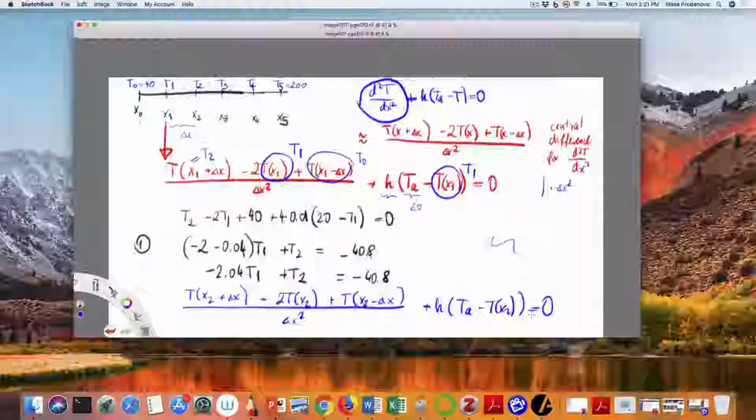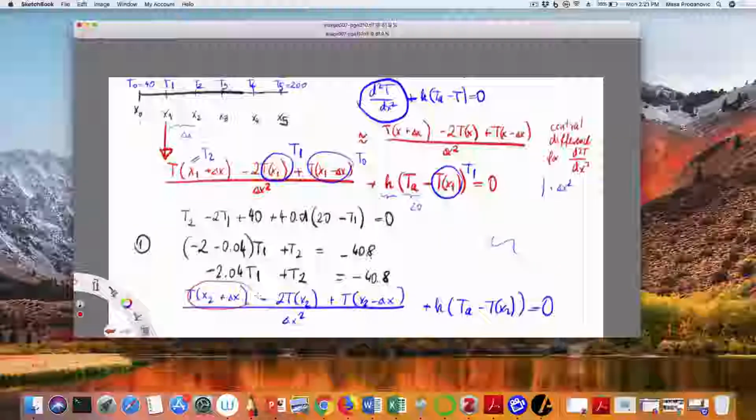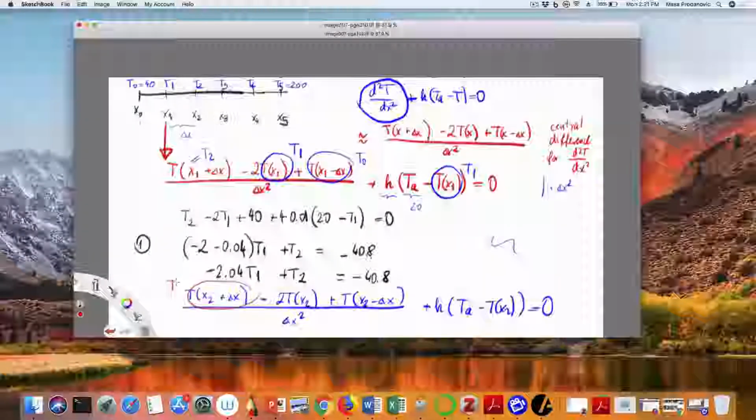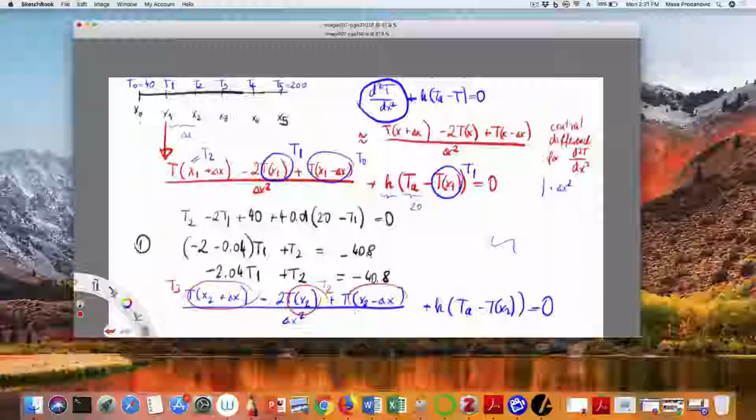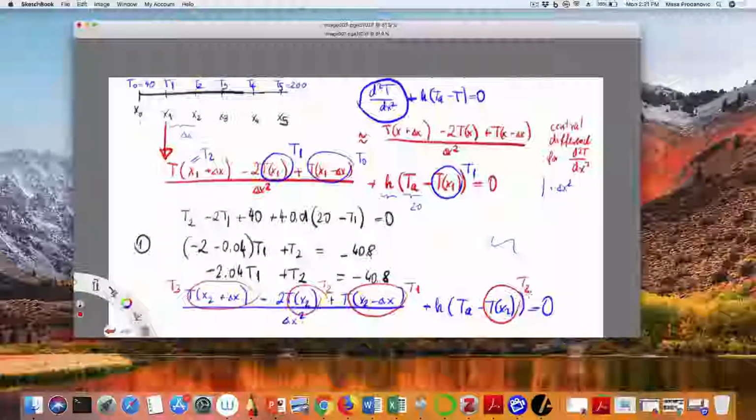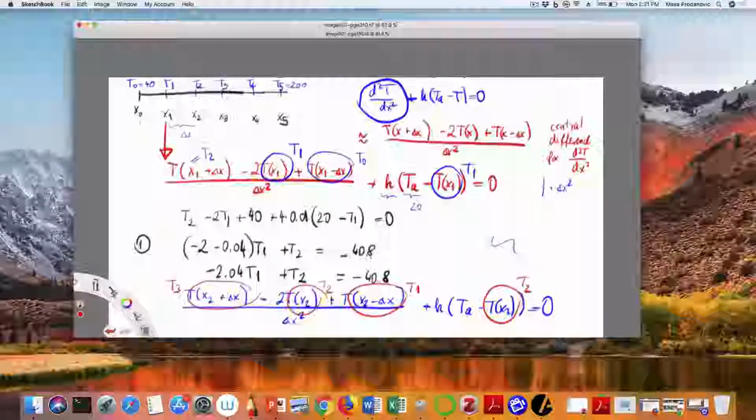What is T of x2 plus delta x? That's T3. So I'd have T3 minus 2, this is T2, right? And this is T1, and this is T2. And all the other numbers, delta x squared, h, Ta, those are the numbers I have. Okay, they're given by the problem. So therefore, this is also a linear equation in T1, T2, and T3. Yes? So when I clean it up, I'm just going to give you the result.